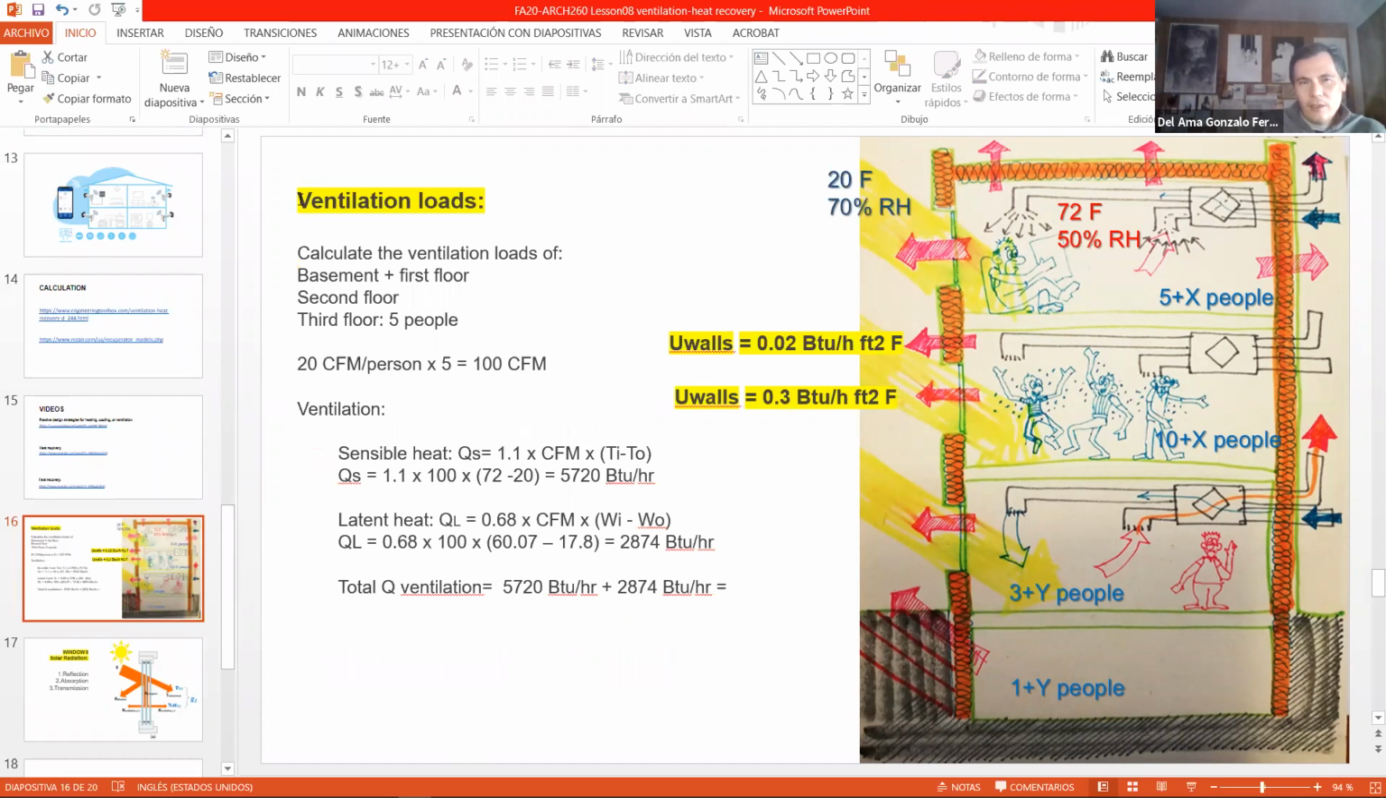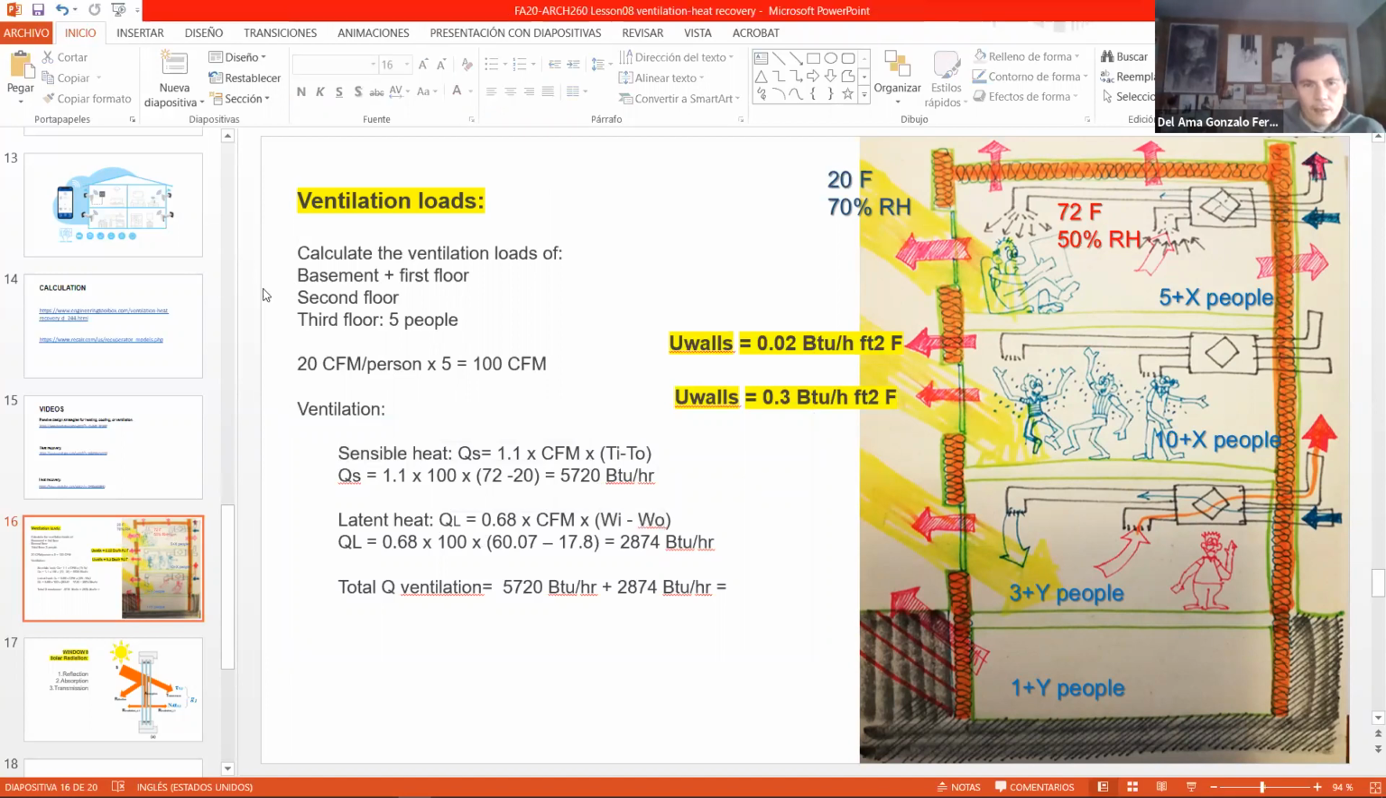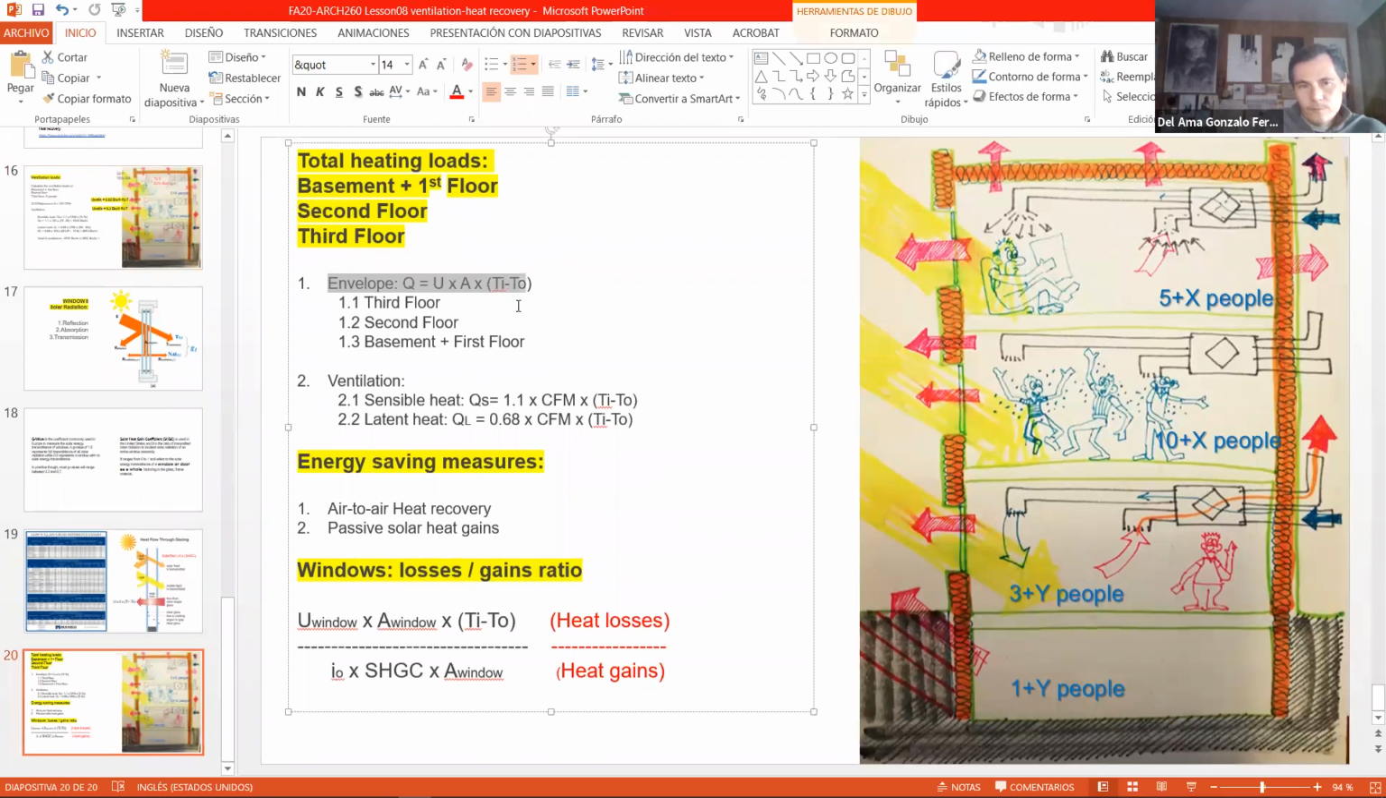Okay, so you have to calculate the ventilation loads without the heat recovery. So imagine that there is no heat recovery. So you have to calculate the sensible heat and the latent heat just by knowing the number of people and the CFM, and you have to calculate the wet bulb temperature. Well, I have already calculated this because you will be working with these conditions. So you have to calculate your ventilation loads of this building. So you have already calculated that, the envelope.